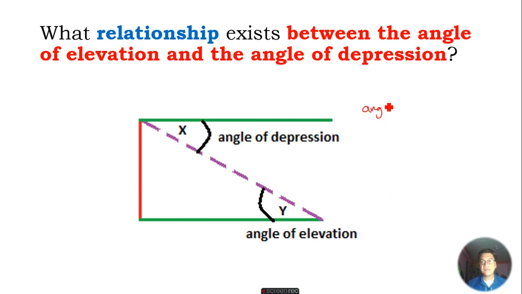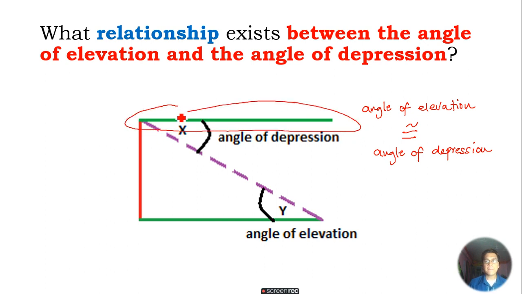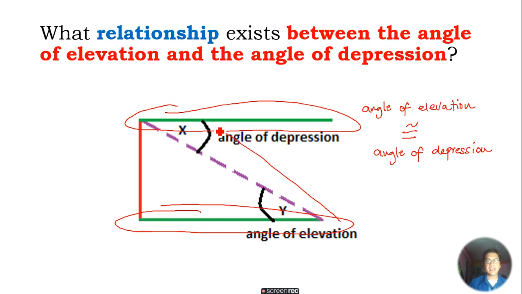So the angle of elevation is congruent to your angle of depression. Now, what is the reason behind this? Consider this line as parallel to this line, and this line of sight cuts the parallel lines. So what can we say about this angle compared to this angle?